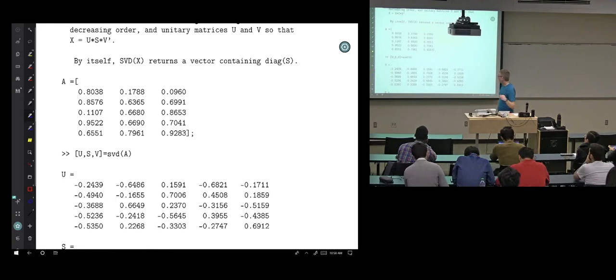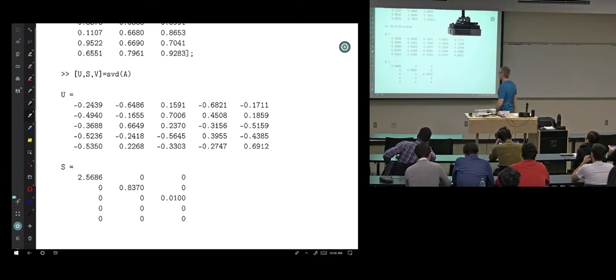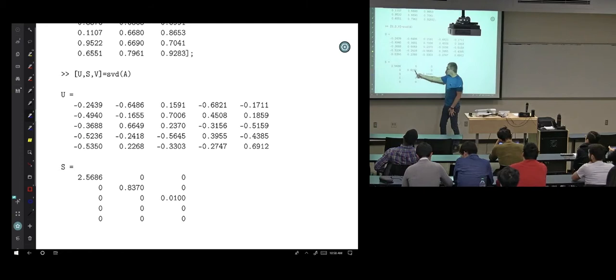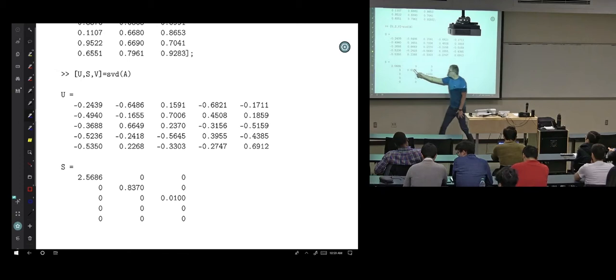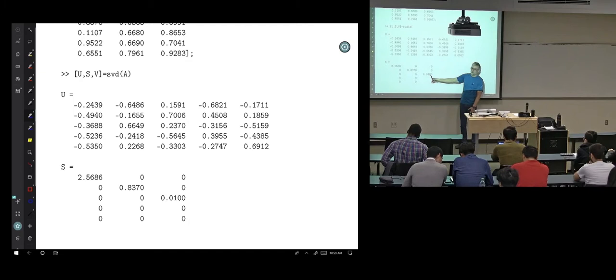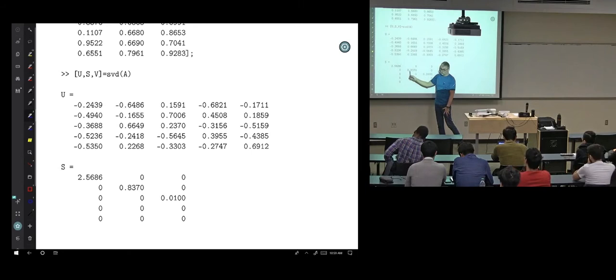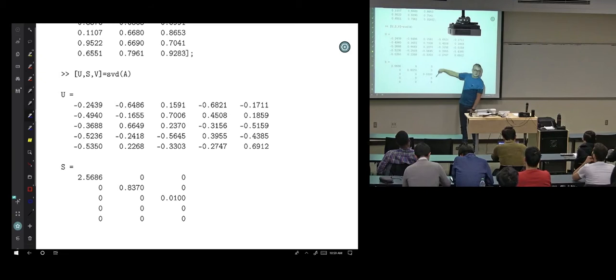U, fine, you can check, it's orthonormal. This is what we care about, the singular values. So this one is roughly 3, this is roughly 1. This is roughly 0, very close. So the point is, when the largest to the smallest singular value has a huge range, then you start throwing these things away. And we would say that this matrix has numerical rank 2. You might treat this as coming from noise in the data, is the idea.